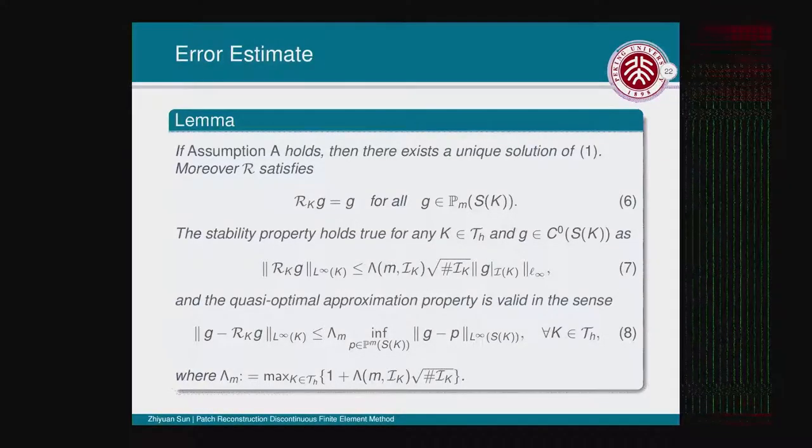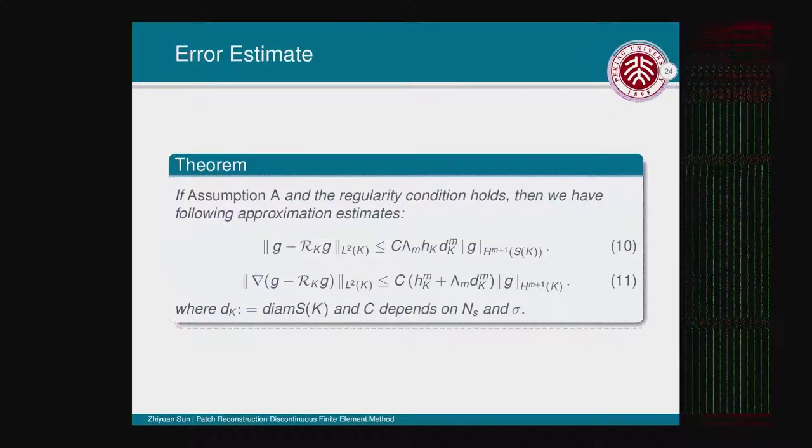All this is needed for the error estimate in this theorem, where we give the estimate of our approximation errors, which is the same as the finite element method and the DG method: for the L2 norm, it has m plus 1 order convergence, and for the H1 semi-norm, it has m order convergence. The only difference is that we depend not only on the mesh size h, but also on the diameter of the element patch we use.